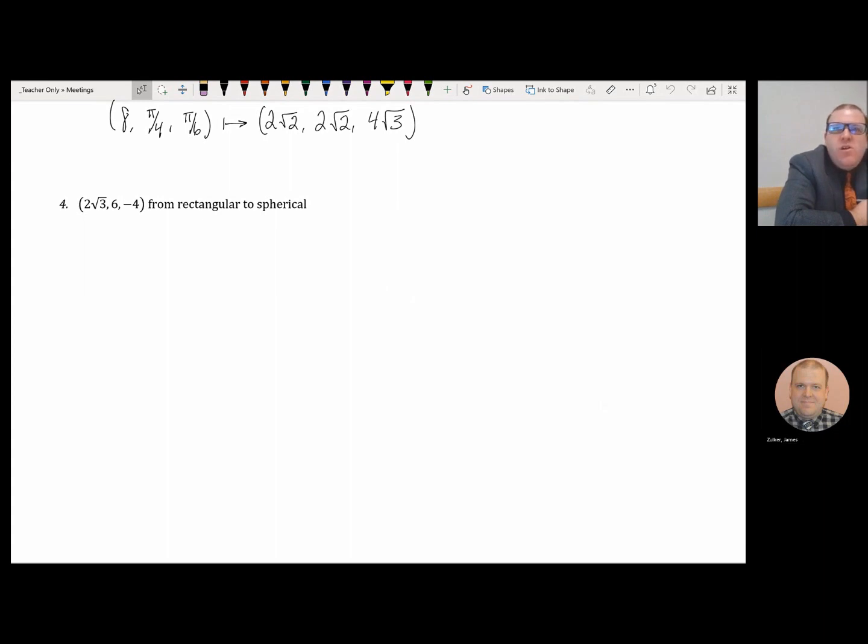Rectangular to spherical. Rho squared is x squared plus y squared plus z squared. Twelve plus 36 is 48. 48 and 16 is 64. That makes rho squared 64, which makes rho 8.